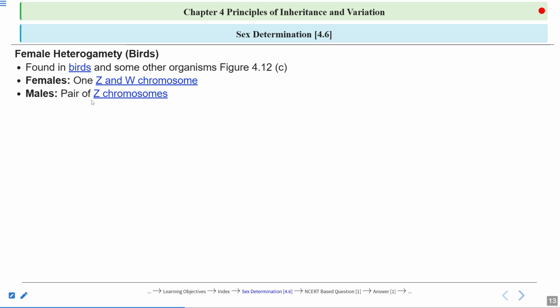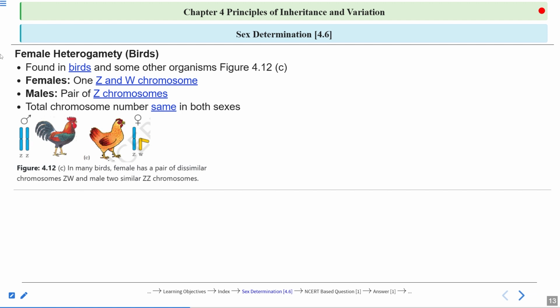And the males are homogametic here because males have a pair of Z chromosomes. So all these sperms which will be produced will have Z chromosomes only. And the total chromosome number is the same in both sexes. So in the XY type of sex determination system and in the ZZ-ZW type of sex determination system, there are equal numbers of chromosomes in males and females. But in the XX and XO type of sex determination system, males have fewer chromosomes as compared to females.